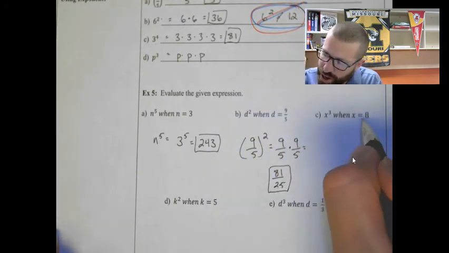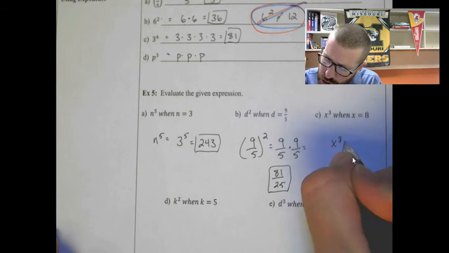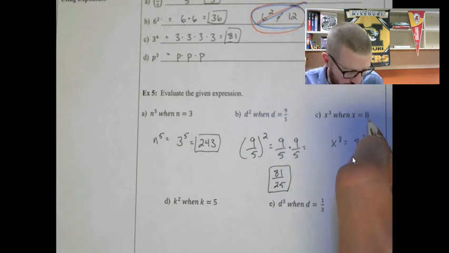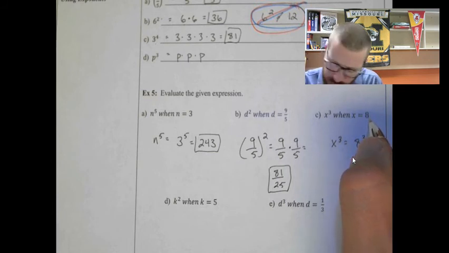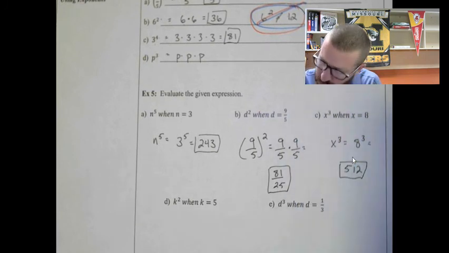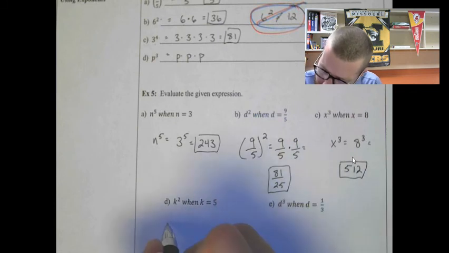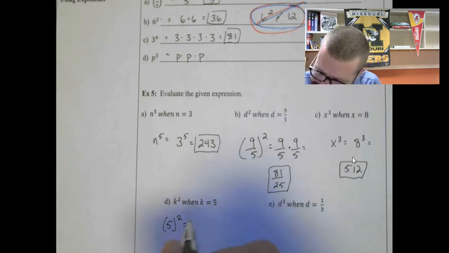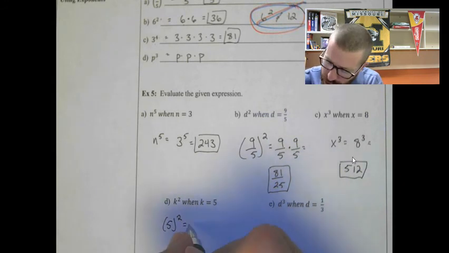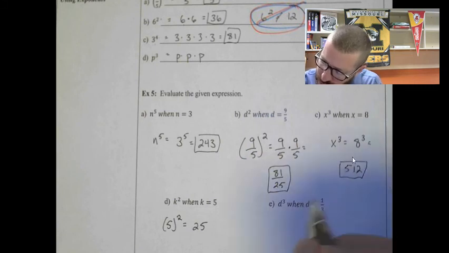And then x cubed would be 8 cubed, which would be, I have to actually do that one, 512. And then k squared would be 5 squared, or 5 to the second power, and it's not 10. So hopefully you didn't get 10. If you did, write it down, put some KU colors over that. You know it's bad news. But you get 25 instead.